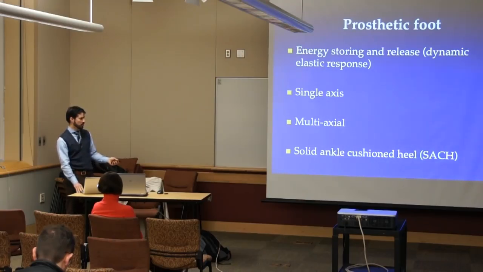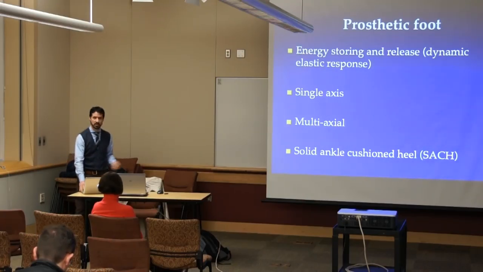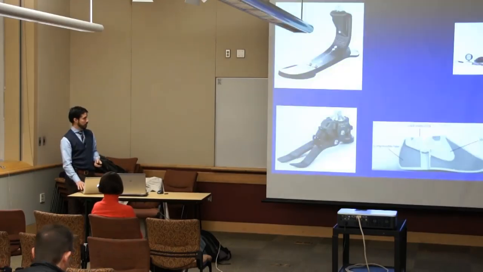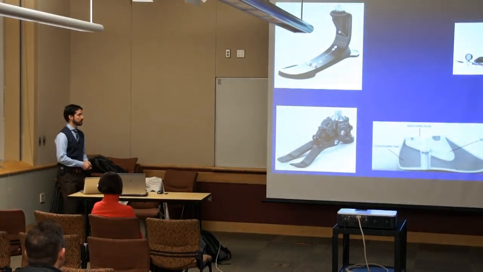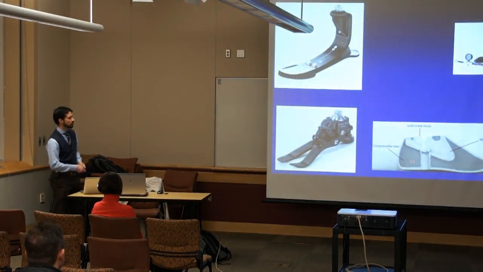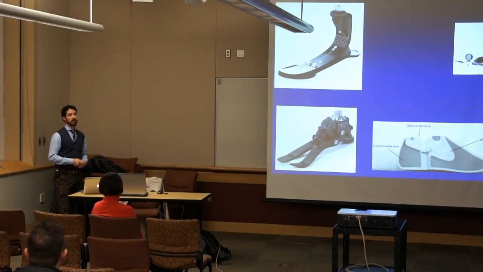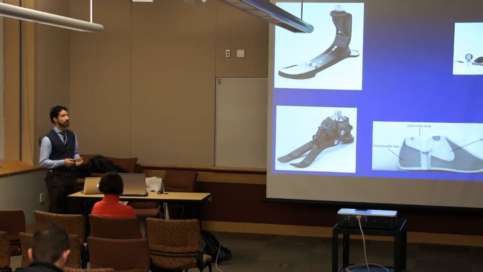The really old school is the SACH foot, the solid ankle cushion heel. These now come free with prosthetic limbs. So that's how cheap they are. So here's a SACH foot. This compressible foam material. You have this solid ankle block made of wood, essentially. Very inexpensive to make. Doesn't work that well, but it's what used to be used.